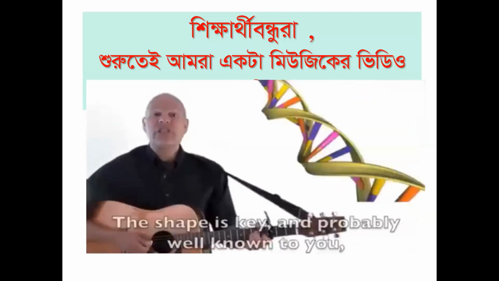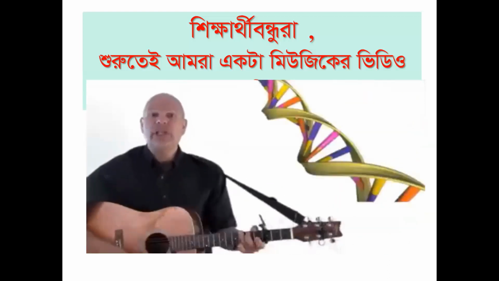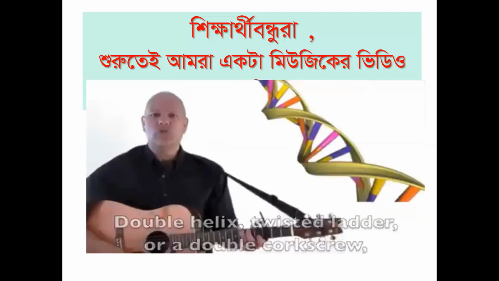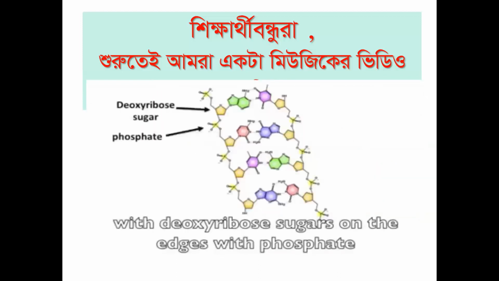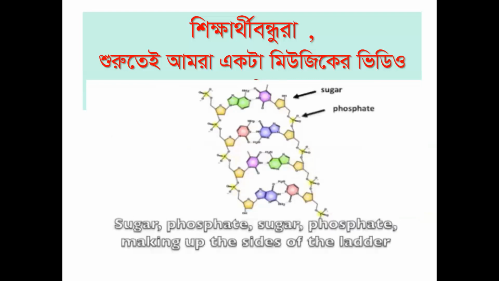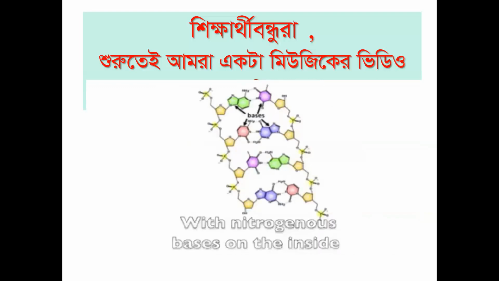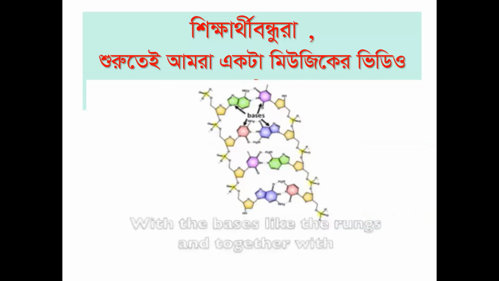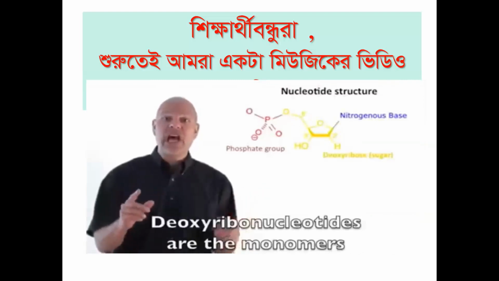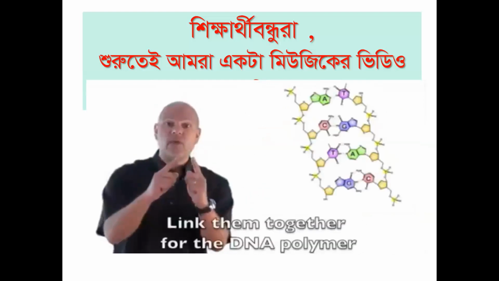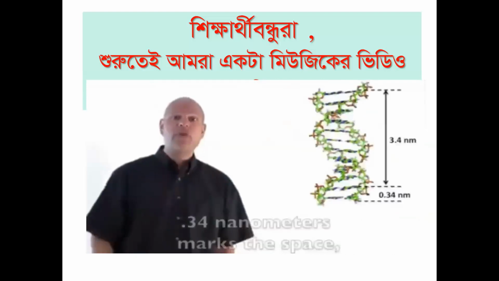The shape is key, probably well known to you. Double helix, twisted ladder, or a double corkscrew. Imagine a twisted length of tape with deoxyribose sugars on the edges with phosphate. Sugar phosphate, negative sides of the ladder, with nitrogenous bases on the inside like the rungs. Together, a deoxyribose sugar and a phosphate make a nucleotide. Deoxyribonucleotides are monomers linked together for the DNA polymer.